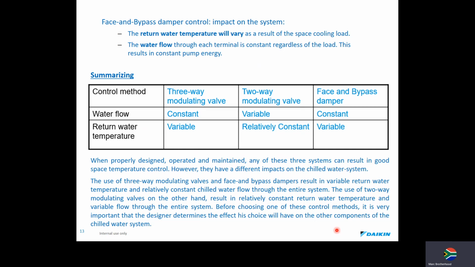The use of a two-way modulating valve, on the other hand, results in relatively constant return temperatures and variable flow through the entire system. Before choosing one of these control methods, it's very important that the designer determines the effect his choice will have on other components of the chilled water system.